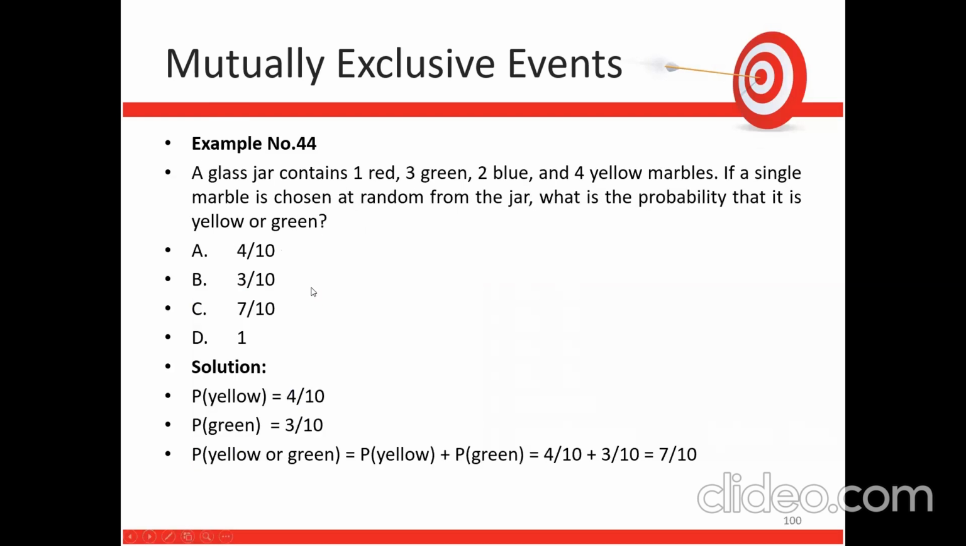Sample number 44. A jar contains 1 red, 3 green, 2 blue, and 4 yellow marbles. If a single marble is chosen at random from the jar, what is the probability that it is yellow or green? So, probability of yellow is 4/10. Green is 3/10. So, i-add mo to. Wala namang mix na blue and yellow, di ba? So, 4/10 plus 3/10 is 7/10. So, letter C.